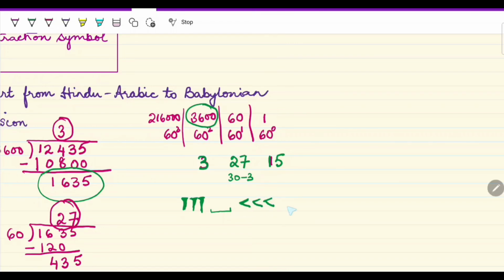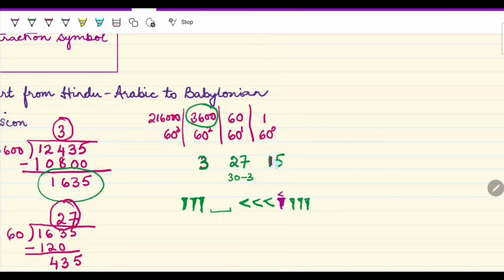And then we put the subtraction symbol. Let's use a different color for that. The subtraction symbol, this is an operator. And then 30 minus 3. So we'll put 3 vertical lines. All right. And that represents 27.